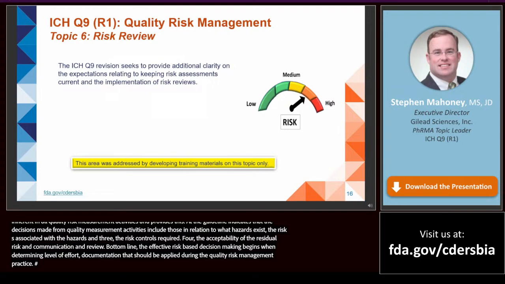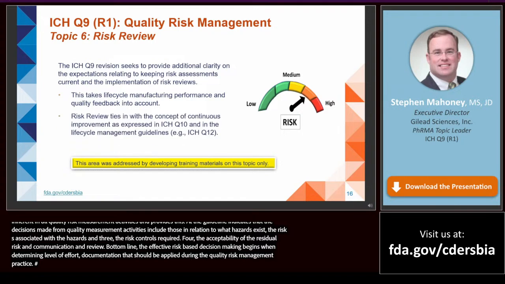And topic 6, risk review. The ICH revision work continues to provide additional clarity on the expectations relating to keeping risk assessments current and the implementation of risk reviews. 2 points for this. 1, it's important for this concept to take lifecycle manufacturing performance and quality feedback into account. And 2, risk review ties in the concepts of continuous improvement as expressed in ICH Q10, as well as other lifecycle management guidelines. As mentioned before, and as seen in the yellow box, this area was addressed by developing training materials on this topic only.